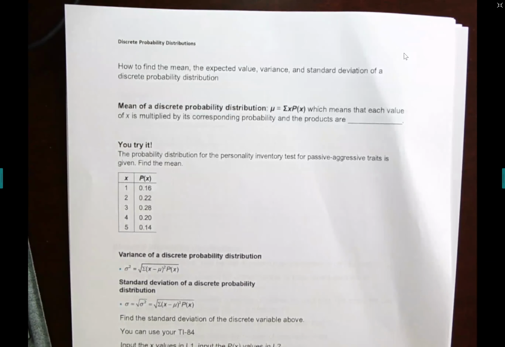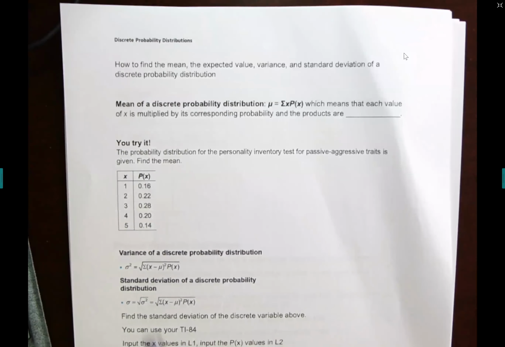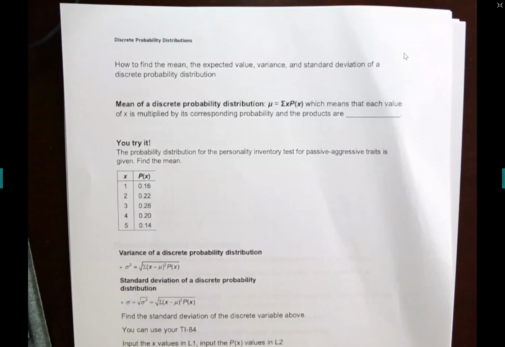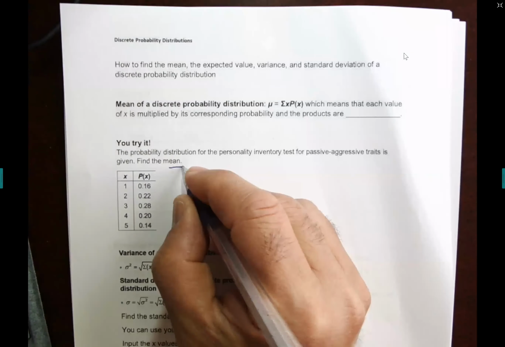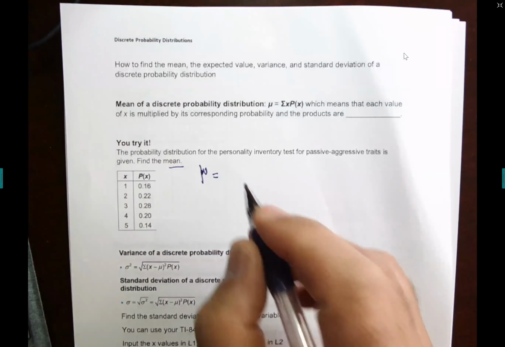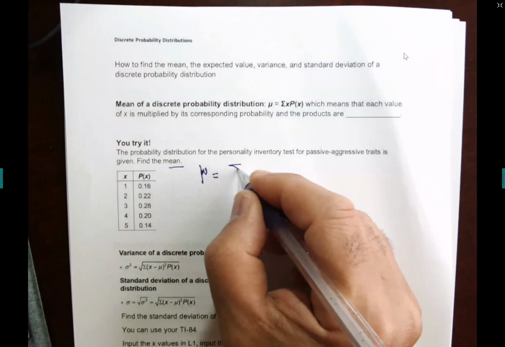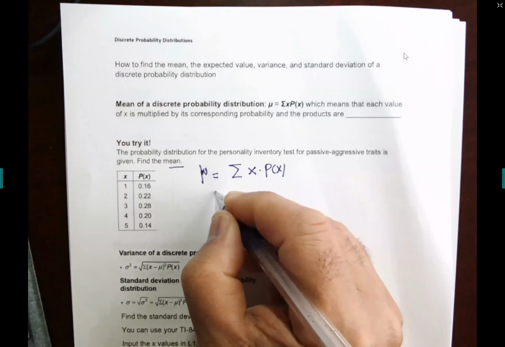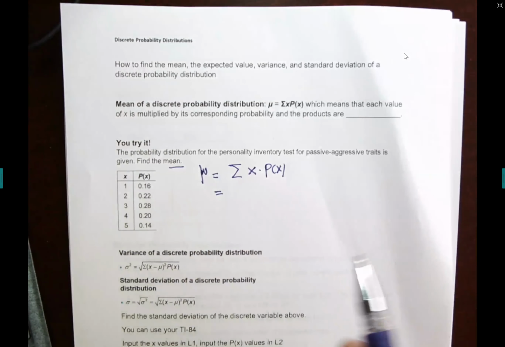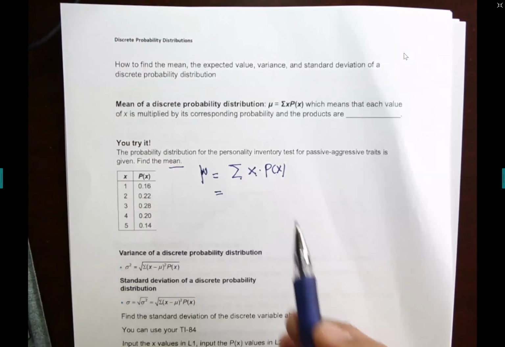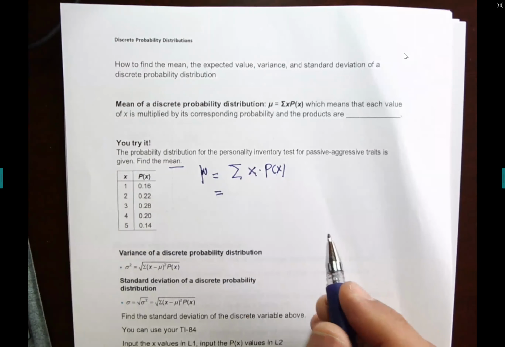Now, the other question you might have is to find the mean of the probability distribution. And I'm going to show you through this example how to find the mean of the probability distribution. Here is how you do it. And I will show you how to use the calculator to do such a thing. Here's the formula to find the mean. Does anyone know how to interpret this formula if I want to use it? It says sum of x times p(x). Any idea how do I get started if I want to do this by hand?